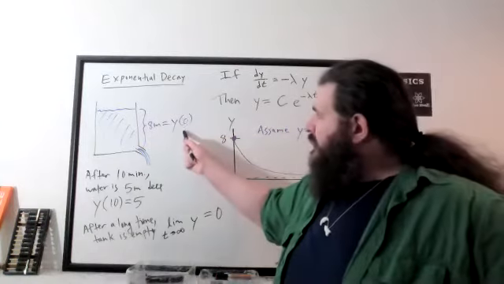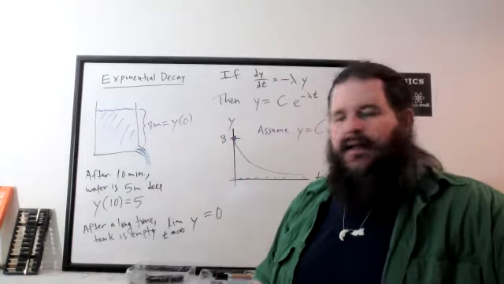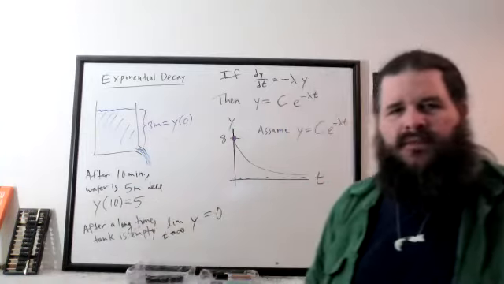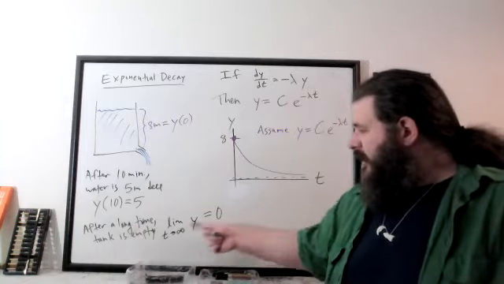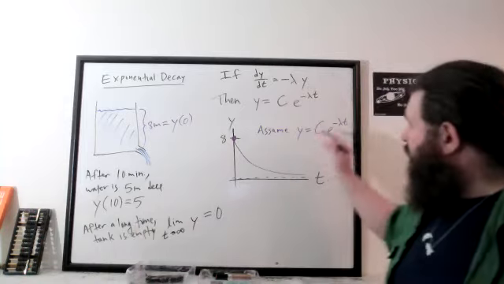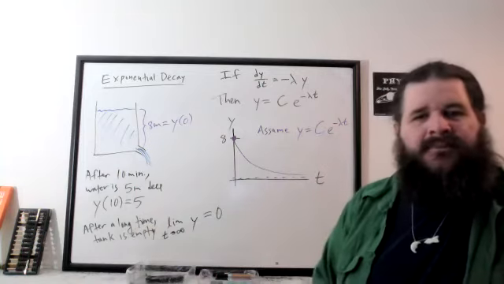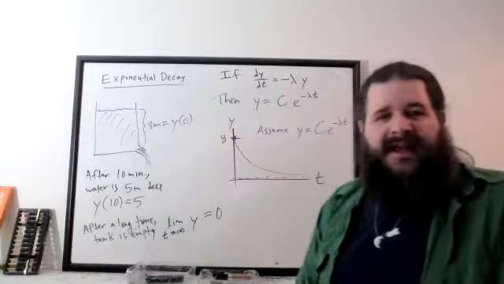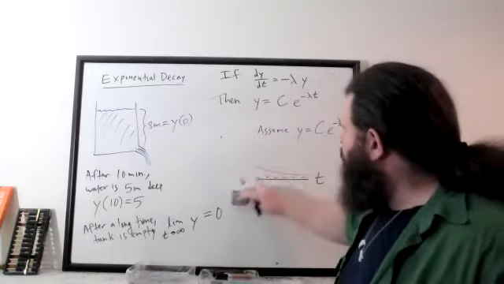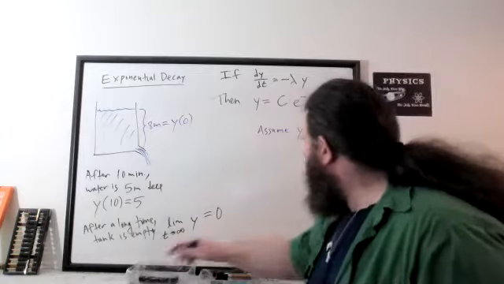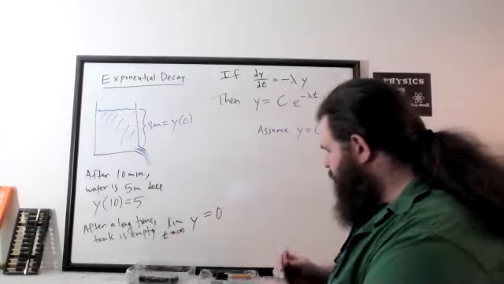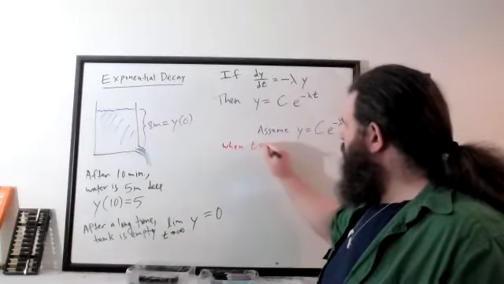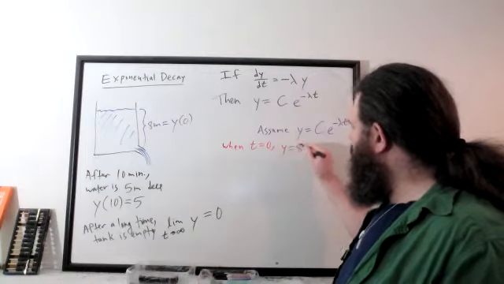We know when t is 0, y has to be 8. And we know when t is 10, y has to be 5. And also when t is very, very large, y is going to be close to 0. But that's guaranteed by the fact that this is exponential decay anyway. So let's try using this information. We know when t is 0, y has to be 8. So let's plug that in. We can say when t is 0, y is 8.